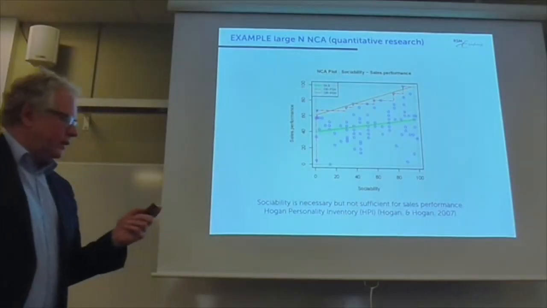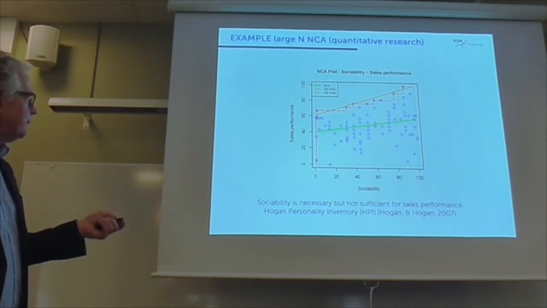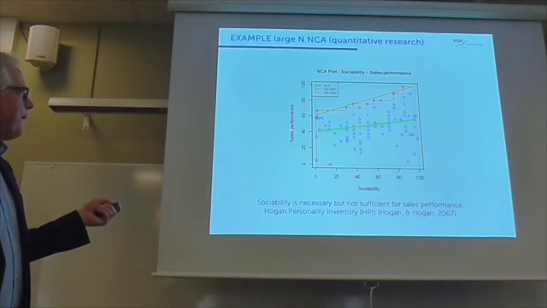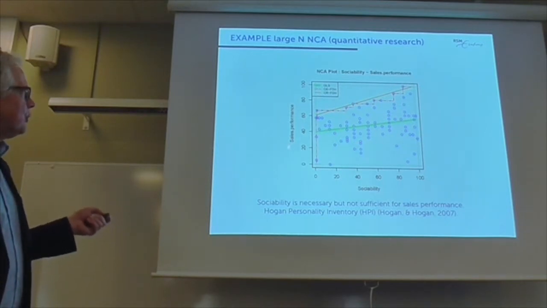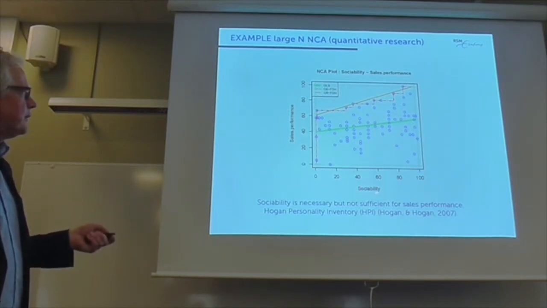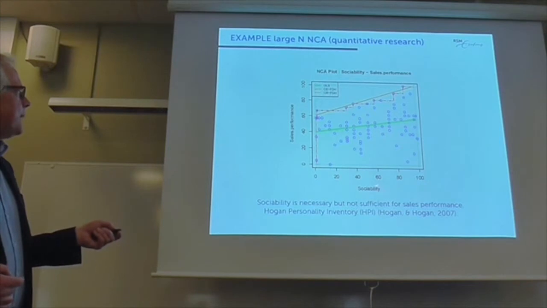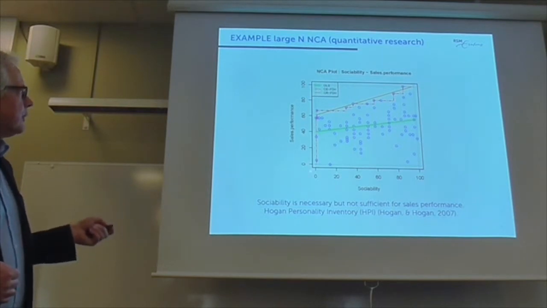And there are still a lot of issues. This is an example of the sales performance of a sample of salespeople. So this is a person, a salesperson, and they show this sales performance, and this is sociability, the personality characteristic of being sociable. They have that characteristic from 0 to 100, and this is also from 0 to 100.